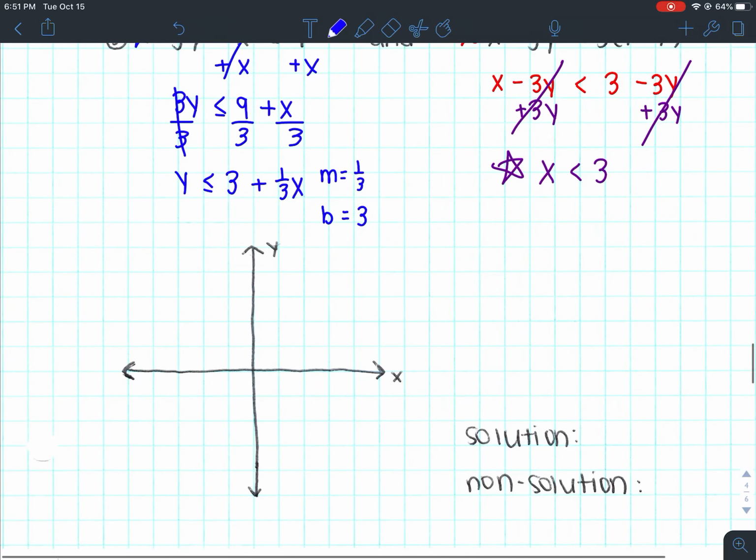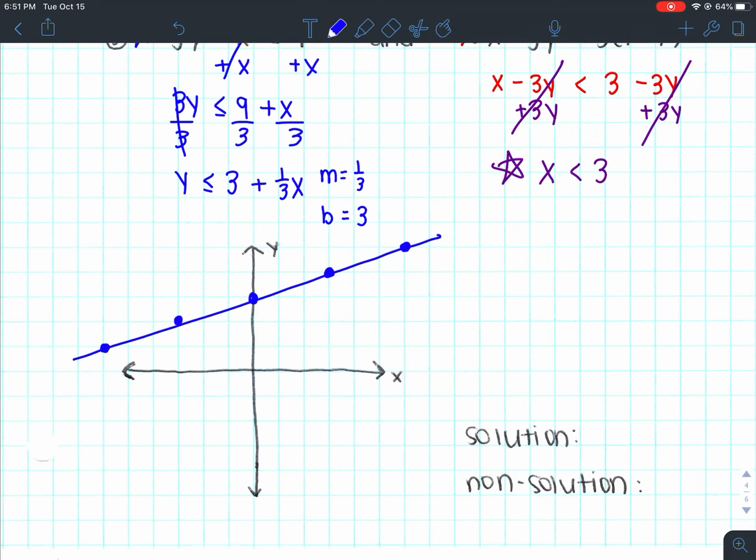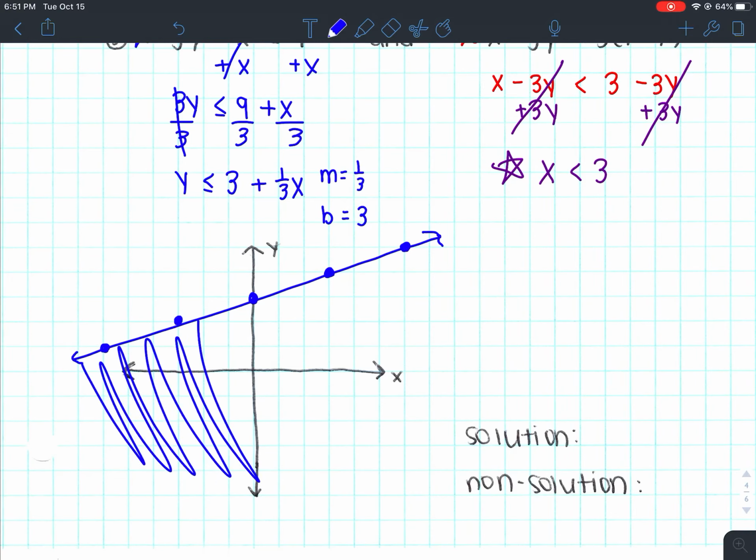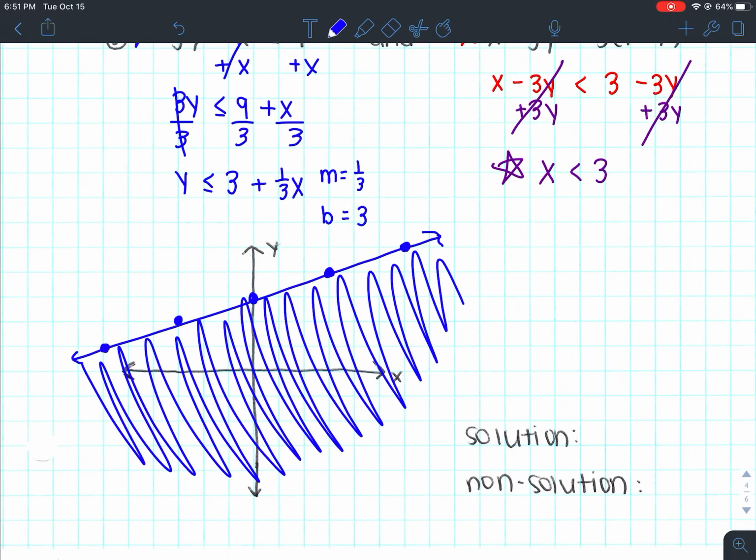I'm going to graph the blue line first. I'm going to have a positive 3 y-intercept. And then I go up 1 to the right 3. Up 1 to the right 3. And then I do down 1 to the left 3. So I'm going the opposite way. Now for my blue line, it will be solid because there was an equal to symbol there. And it wants me to shade below because it's less than.